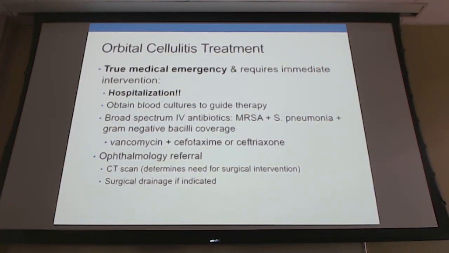What you're going to start after you get those blood cultures is vanc and ceftriaxone or cefotaxime. That gives you your encapsulated bacteria coverage, your gram-negative and positive, and then that gives you your MRSA coverage. So those two in conjunction. So this would be our first true emergency that we've talked about, orbital cellulitis.